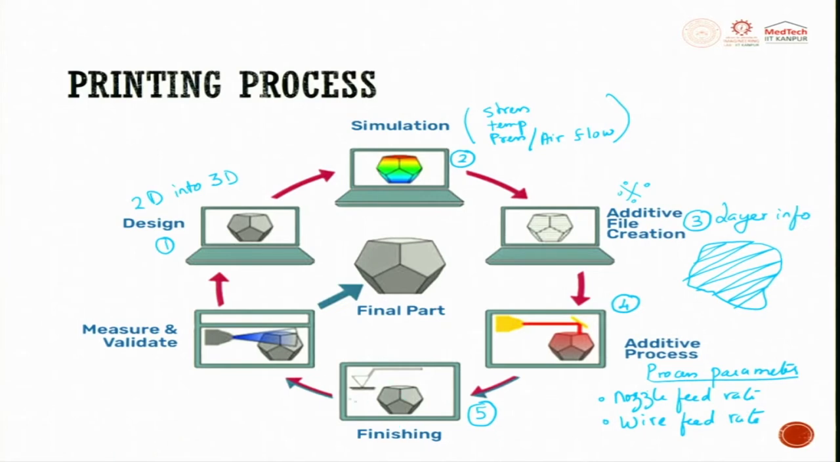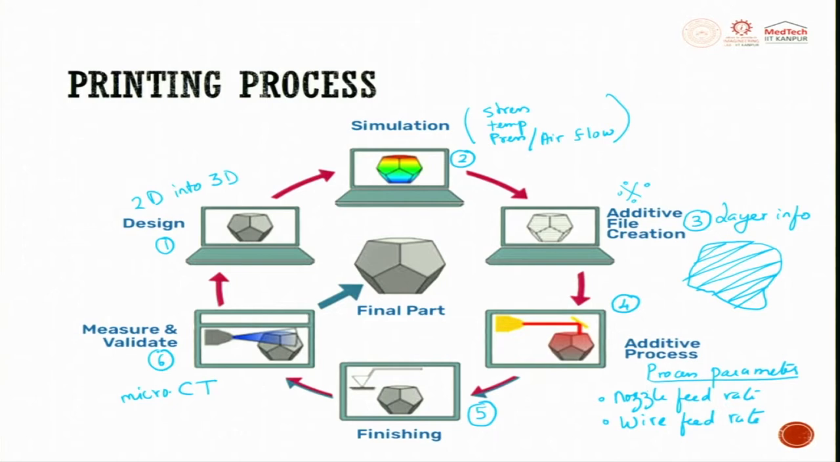Those things are called the finishing process. After the finishing process, the sample will be sent for validation. Whatever you have made, is it according to the dimensions you wanted, and does it have any defect? Here we use optical non-contact techniques to measure the feature dimensions, and sometimes we also use micro CT, computed tomography, to find out whether internally there are any voids. This will be the sixth stage.